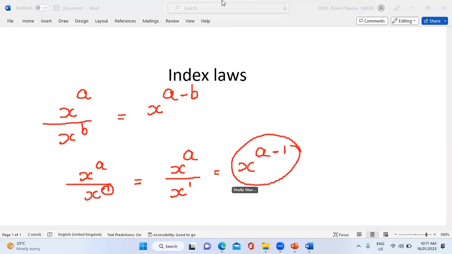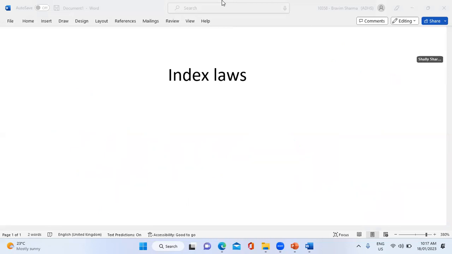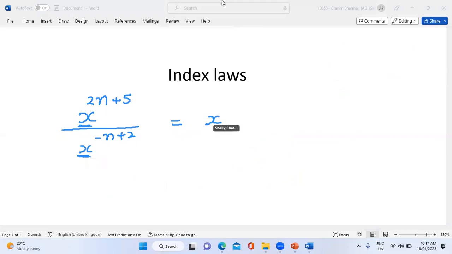Let's say you have a question, something like x to the power of 4 over x to the power of n. So this will be equal to x to the power of 4 minus n. Let's take a few more examples. x to the power of 2n plus 5 over x to the power of minus n plus 2. So how can we apply this index law? The two power expressions are in division, the bases are the same, so the powers will be subtracted.